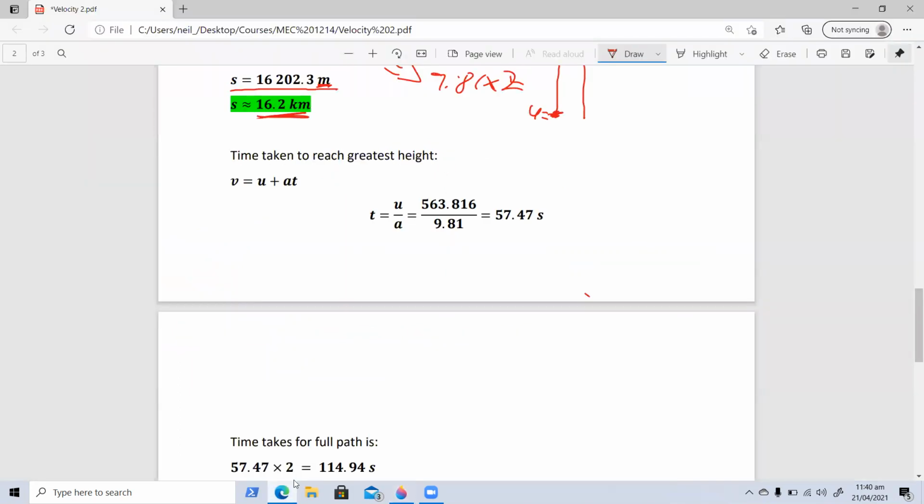So we can find the time taken for the greatest height, where V at the greatest height is 0. Let me write out the formula. V is equal to U plus AT. V here is going to be 0. Initial velocity U is 563.816. Solving for T, we have minus U divided by minus A is equal to T. Minus signs cancel out. We get T is equal to U divided by A.